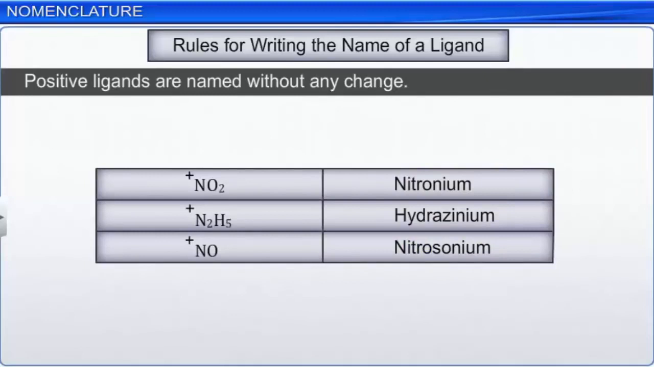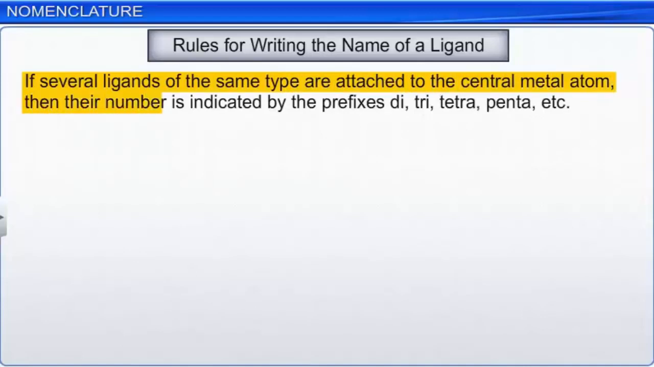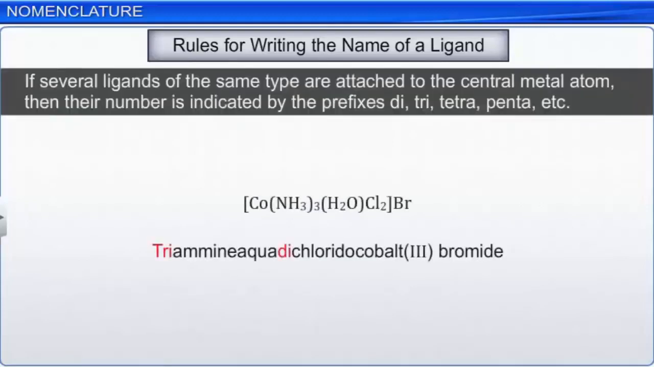Another rule says, if several ligands of the same type are attached to the central metal atom, then their number is indicated by the prefixes di, tri, tetra, penta, etc. For example, in the complex [Co(NH3)3(H2O)Cl2], the 3 amine and 2 chlorido ligands are indicated by the prefixes tri and di, respectively.